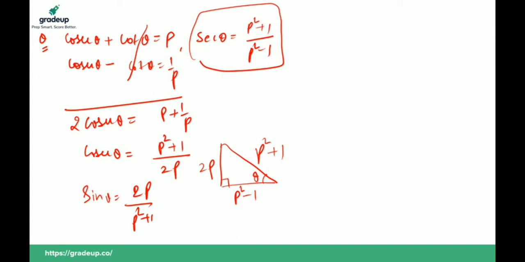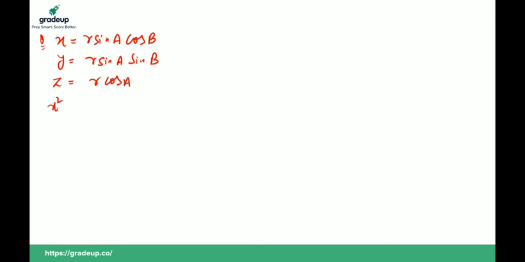Okay, guys. Now, let's move on to the next question. I hope this question is clear to you. Okay. Raghu Reddy, thank you so much. Now move on to the next question. Next question is what? We are having x is equal to r sine A cos B, y is equal to r sine A sine B, z is equal to r cos A. Then find the value of x square plus y square plus z square. Yes, this value you have to find.